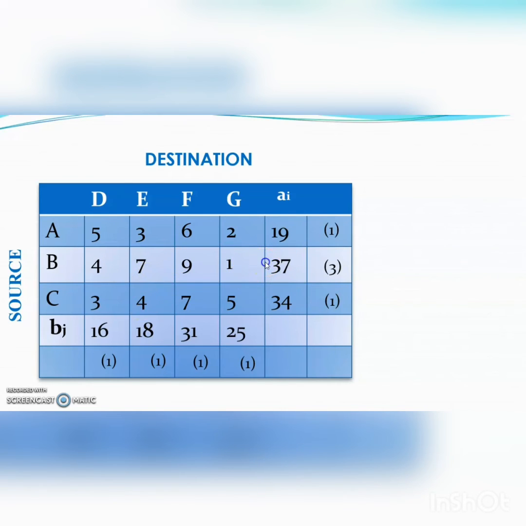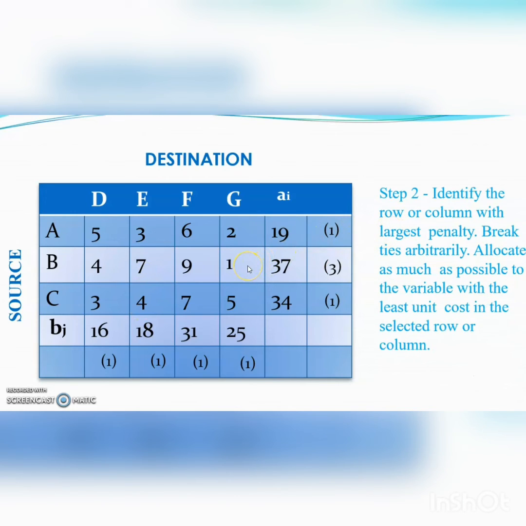Now we have to identify the row or the column which has the maximum penalty, that is, the largest penalty. We see that 3 is the largest penalty and it occurred in row 2. So we select this row for allocation. Now we allocate as much as possible in the cell with least cost in this row. We see that 1 is the least cost in this row and it occurs in the cell 2,4. So we allocate as much as possible in this cell.